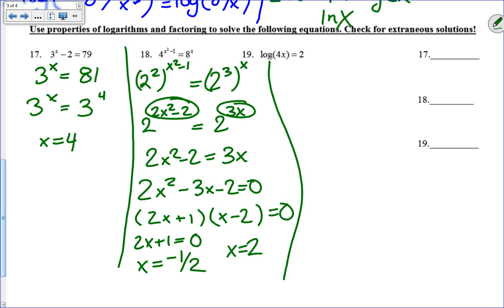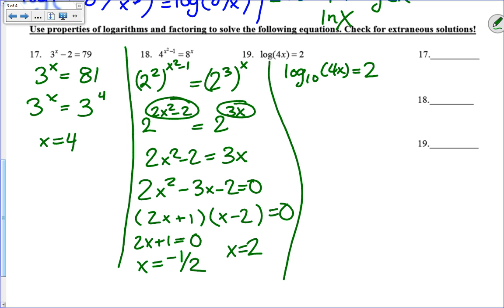So now we have log of 4x equals 2. What's our base here? 10, right? So how can we rewrite this log into exponential form? It's in log form, right? I'll write the 10 in there. We have a log with a base of 10 of 4x is equal to 2, right? So we have this log here. We can take it into exponential form. How would we do that?